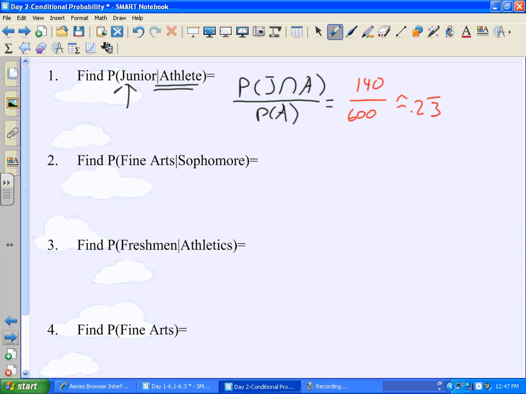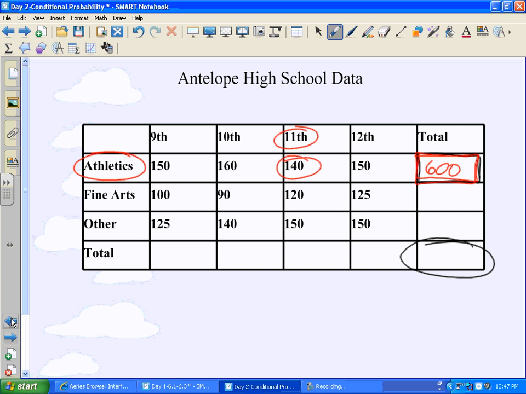Probability somebody's in fine arts given that they're a sophomore. Think carefully about the condition that's a given. In conditional probabilities, the condition always comes second. So in this case, that will be the probability of fine arts and sophomores divided by the probability that they're a sophomore. We can look at the numbers here, fine arts and sophomores, there's 90 of them. That's my intersection.